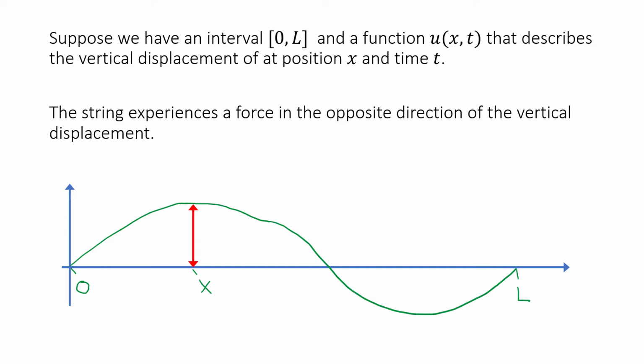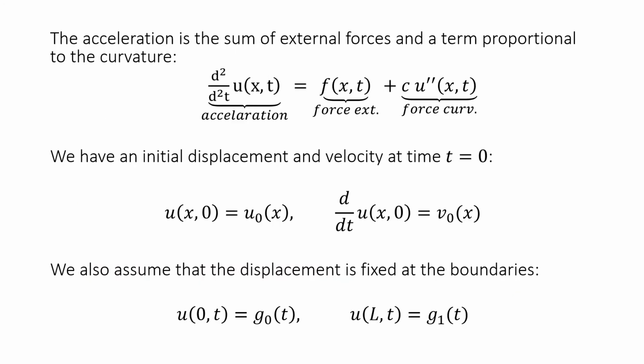slide. And let's also recall, often there are external forces. For example, there might be gravity pulling the string down, or any other external force that tries to accelerate the string. Let's put this into a form of a partial differential equation eventually. We focus on the acceleration that the string experiences at any position x and any time t. In the model of the wave equation, the acceleration is the sum of external forces and a term proportional to the curvature. We will visualize the curvature shortly.